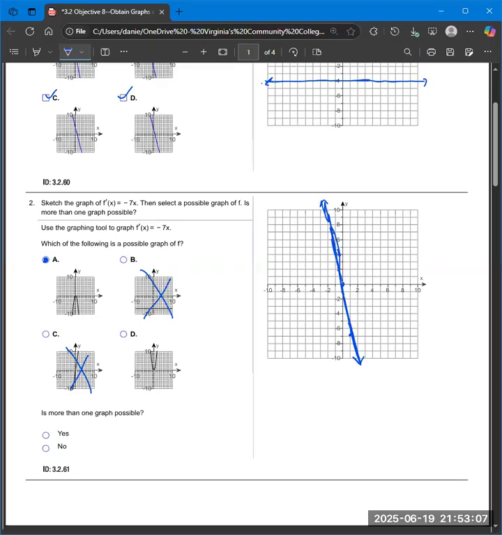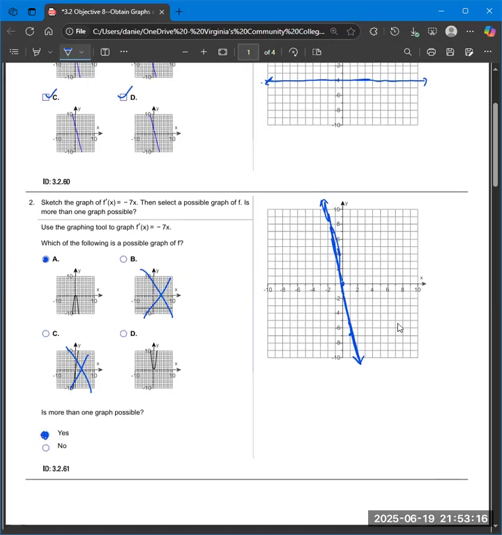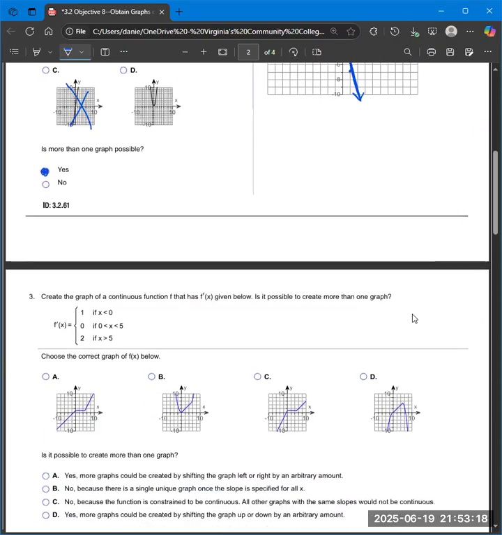Is more than one graph possible? Absolutely, they could differ by a constant. So we could shift that up or down any amount along the y-axis there.